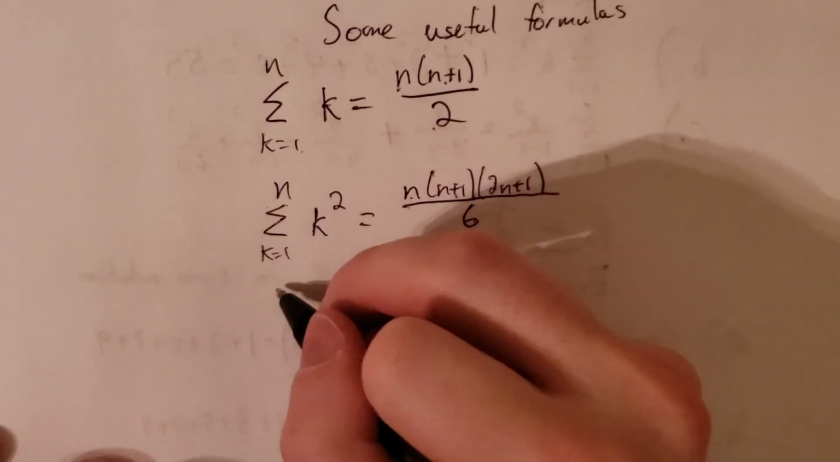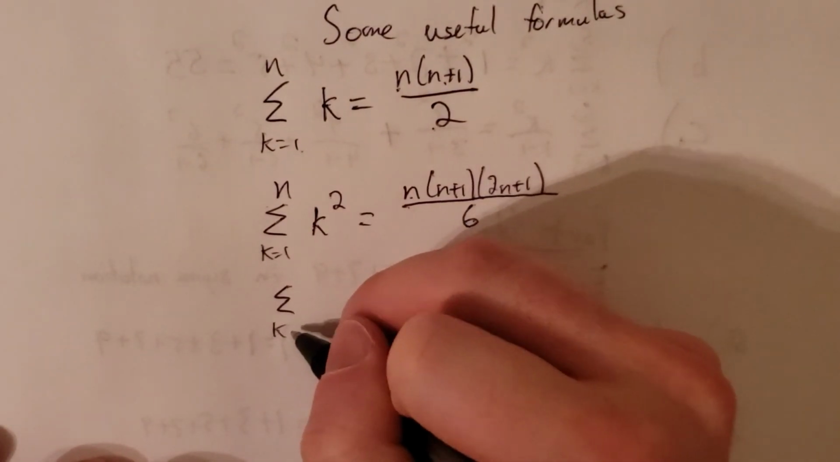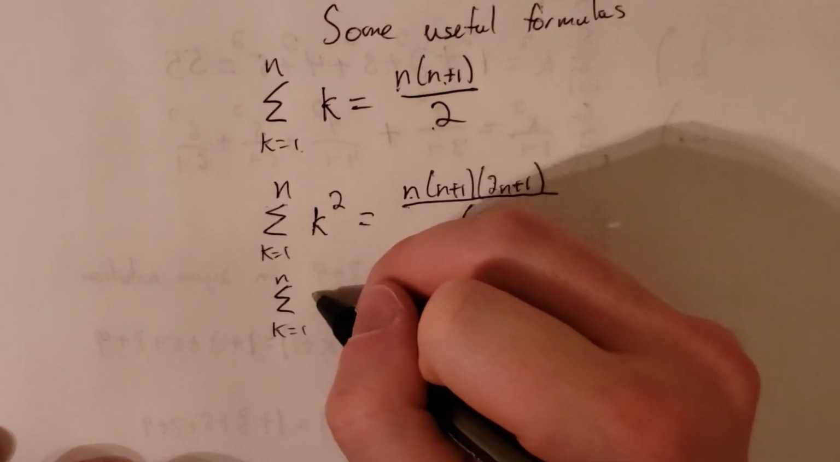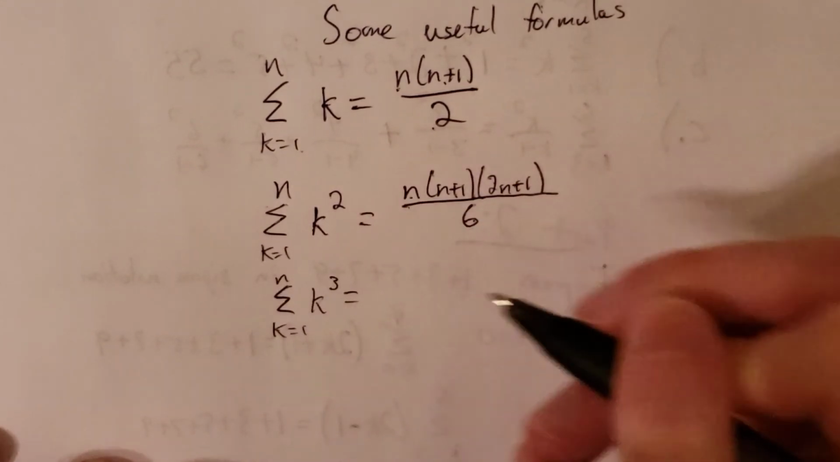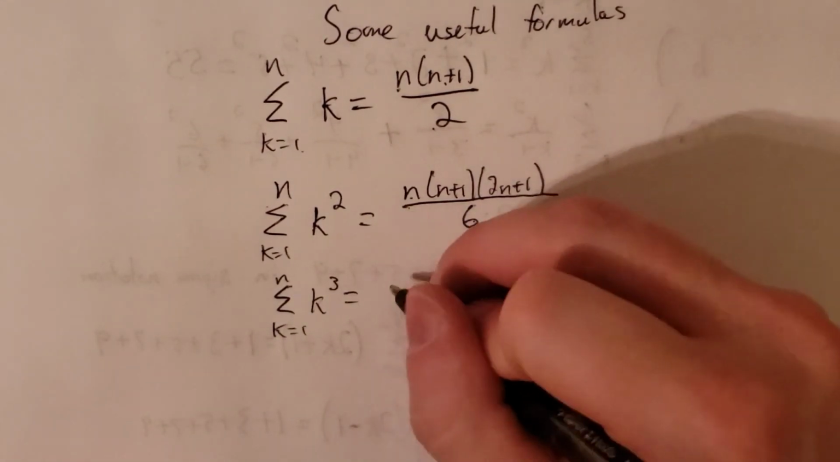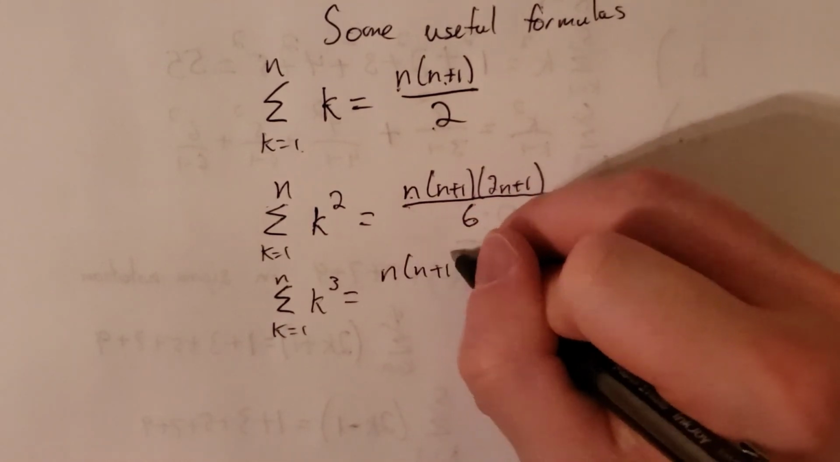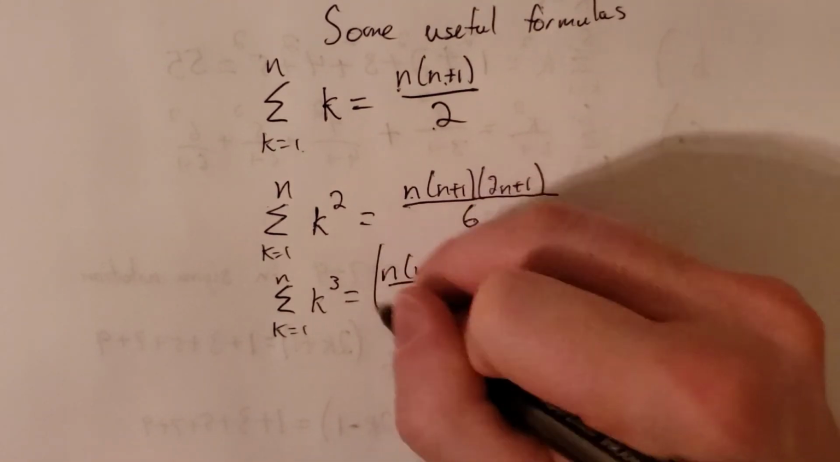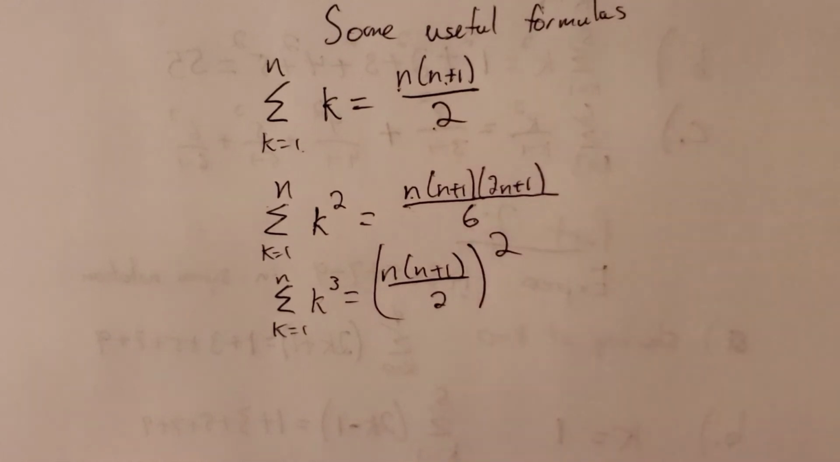And the third formula I'm going to write down is the sum of the first n cubes. Turns out that formula is n times n plus 1, all divided by 2, squared. All right, and that is it for this video.